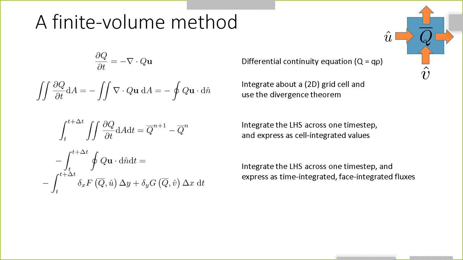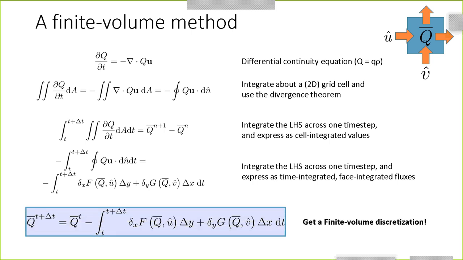And then what we do is we integrate the left-hand side. I'm sorry, I should say right-hand side, not left-hand side, of the fluxes over one time step. And then we can break that down across each one of the faces of the grid cell to get the fluxes through each one of those faces, and then average that over a time step. And that's another little subtle thing I'll come back to later. But we now have the whole thing.